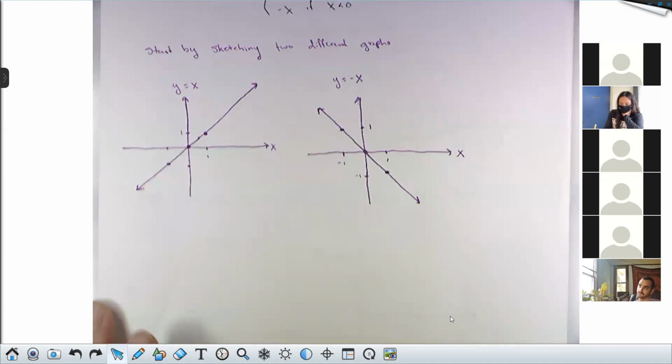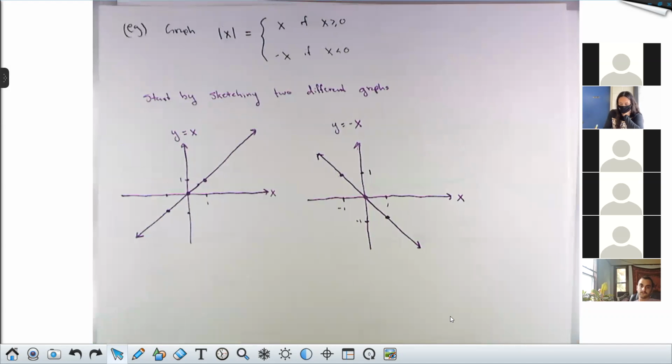So to graph a piecewise function, in general, you graph each of the pieces, right? This is like one of the pieces, y equals x, and this is like one of the other pieces, y equals -x. Then what you do is you look at the restrictions and you throw away the part of this graph that doesn't match this restriction. So let me use some color here.